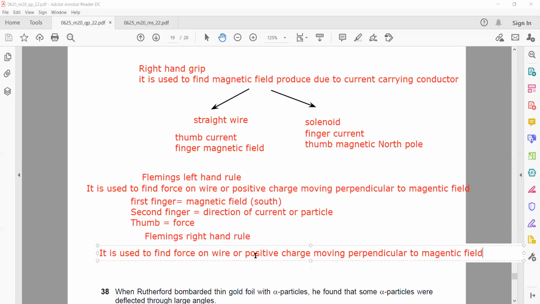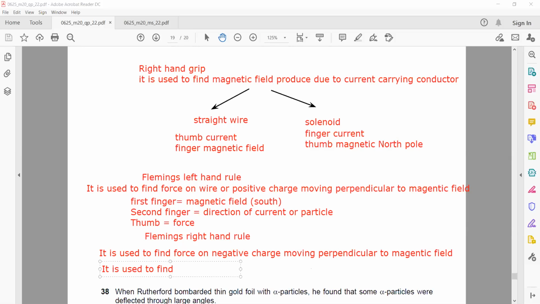It is used to find the force on negative charge, which is moving perpendicular to the magnetic field, or it is used to find the current produced, or the direction of the current produced due to change in magnetic field.